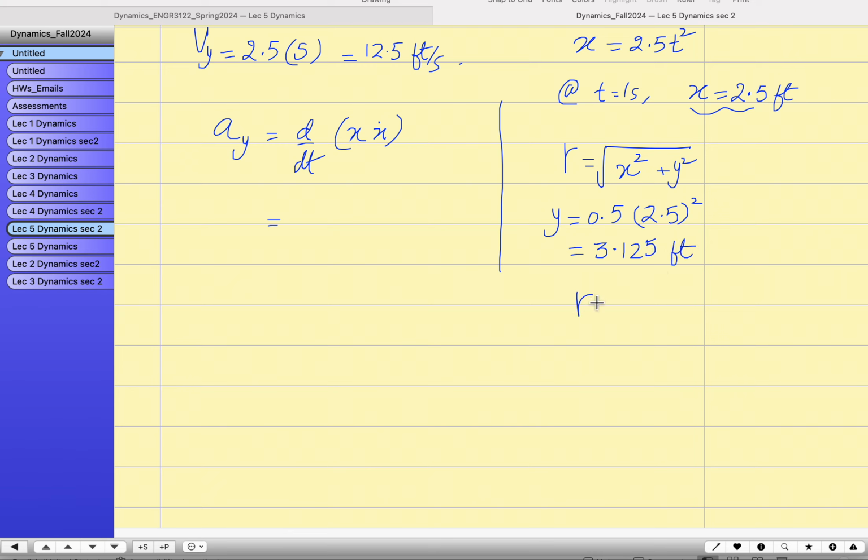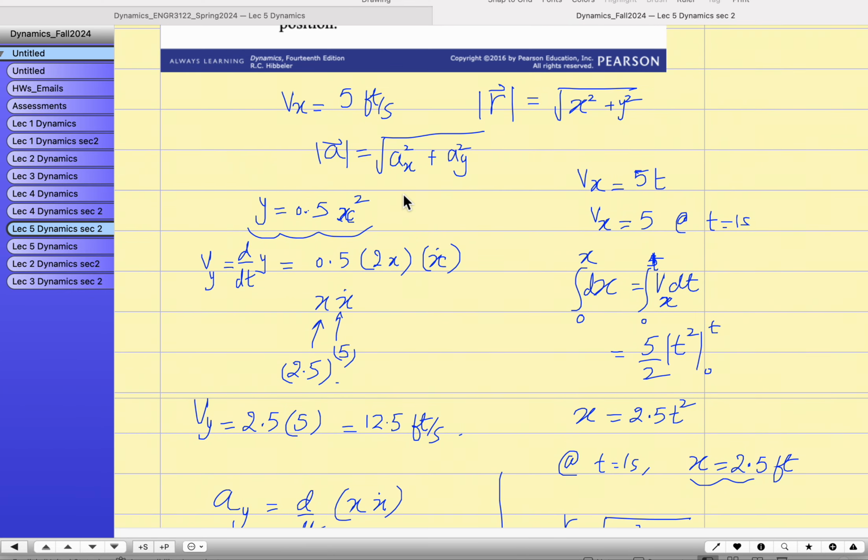Now that you have found this position, you can find the complete answer. X is 2.5 feet square, y is 3.125 square, and if you solve for this, you get 4 feet. So the position of this particle after 1 second is 4 feet. It has covered 4 feet distance. Have you understood this first part? Now the next part is you have to solve for this formula.